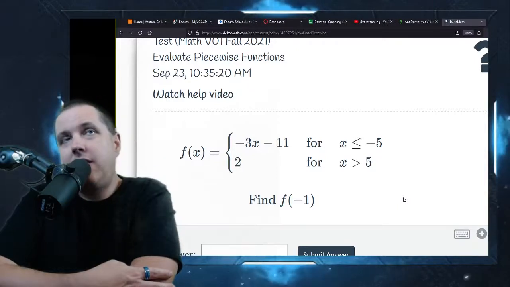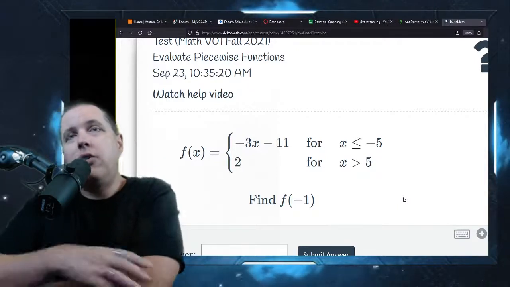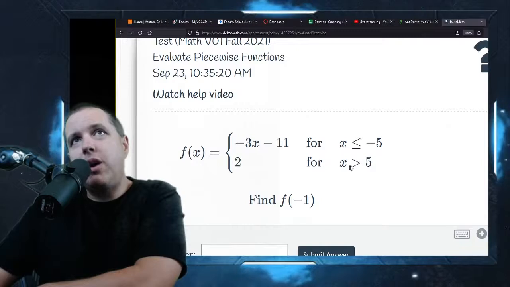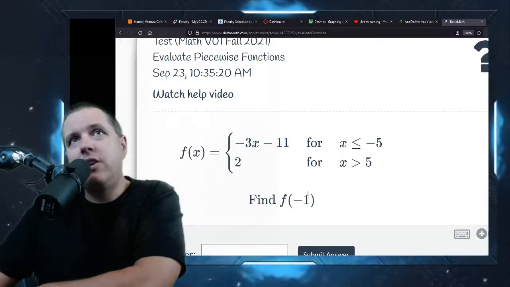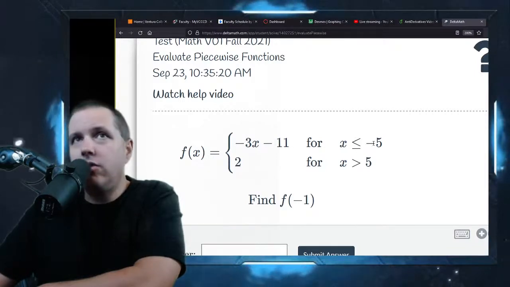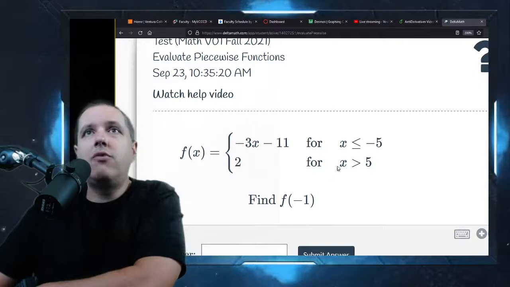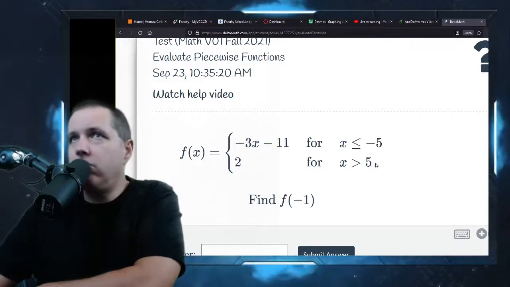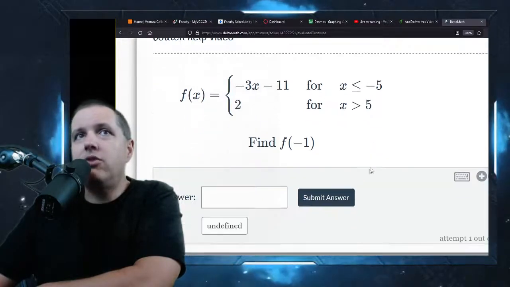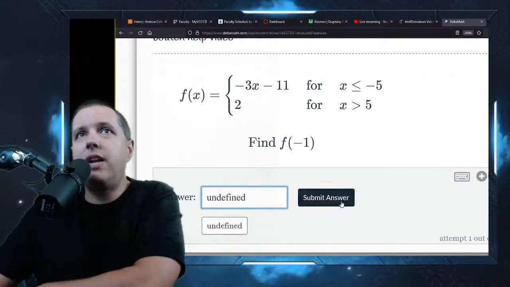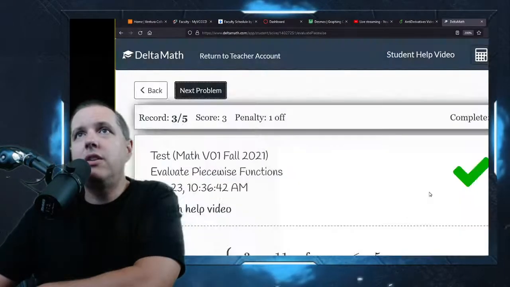Okay, hopefully you had a minute to think about it. The way we know if I use the top rule or the bottom rule is by comparing our x value to these conditions over here. So is -1 less than or equal to -5? No. Is -1 greater than 5? No. It's kind of in between those values. So it's the undefined situation, and we got it.